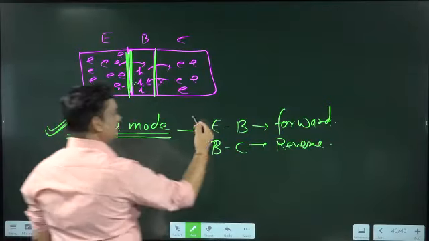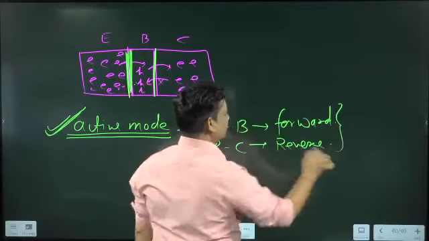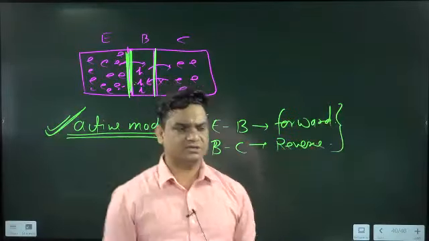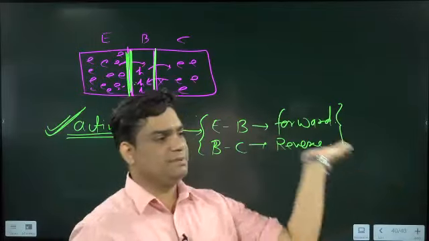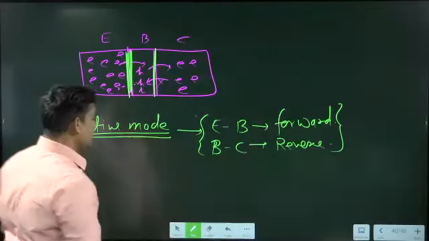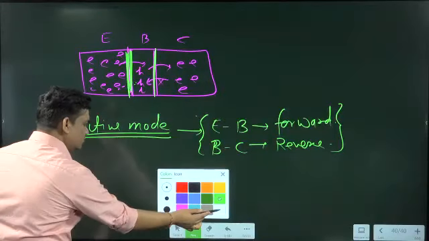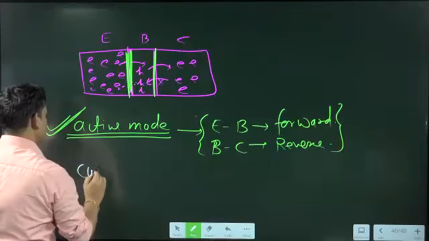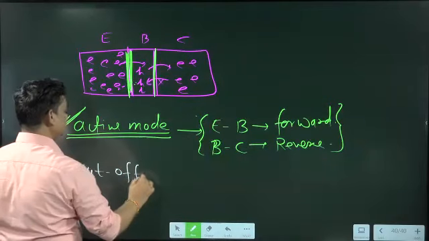If nothing is given, you will always take the emitter base junction forward and base collector reverse. They will ask like this: for the transistor action, emitter base is forward and base collector is reverse. One more mode is there. Generally we never use this one, but you have to remember it: cutoff mode.